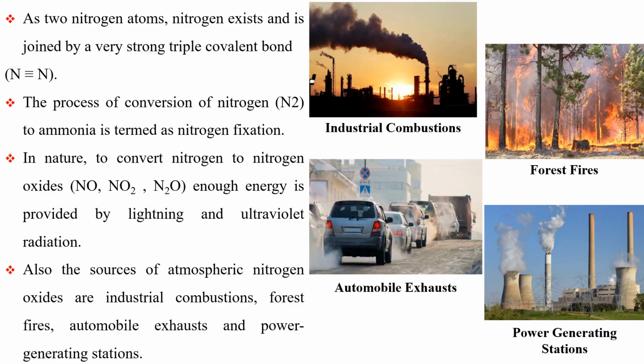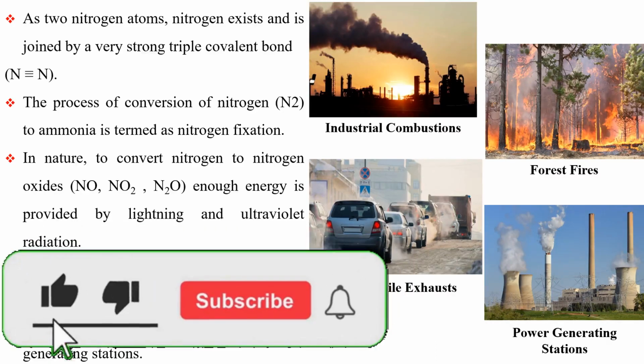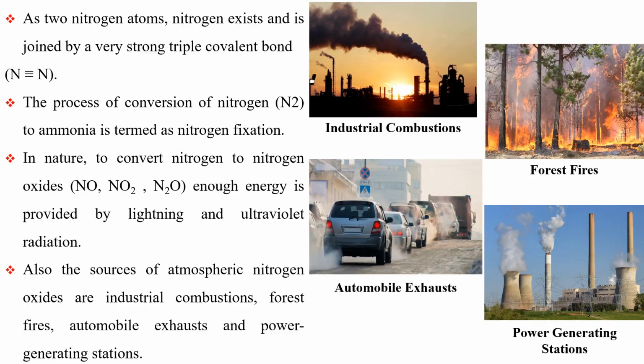Nitrogen exists as two nitrogen atoms joined by a very strong triple covalent bond. The process of conversion of nitrogen to ammonia is termed nitrogen fixation. In nature, enough energy to convert nitrogen to nitrogen oxides is provided by lightning and ultraviolet radiation. Also, the sources of atmospheric nitrogen oxides are industrial combustion, forest fires, automobile exhaust, and power generating stations.